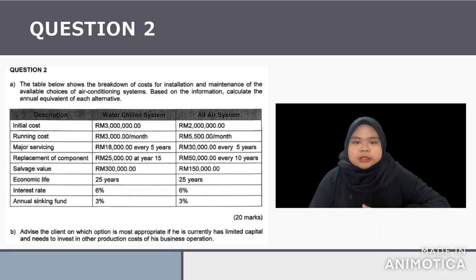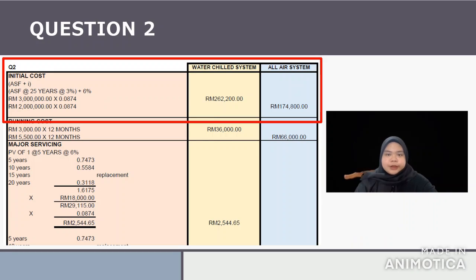Here is the question and all the important information that is needed. The question asks to calculate the annual equivalence of each choice of air conditioning, which is between the water chillers and all air system. The calculation starts with initial cost, where each initial cost needs to be multiplied with ASF plus I. This is because the cost will become zero automatically after passing an economic life of 25 years. Therefore, the cost must be multiplied by ASF plus I in order to find the cost annually.